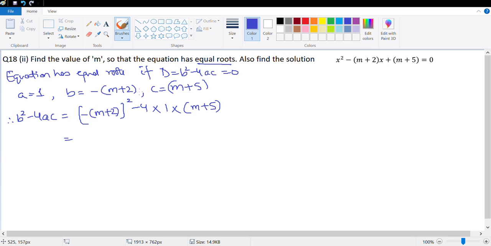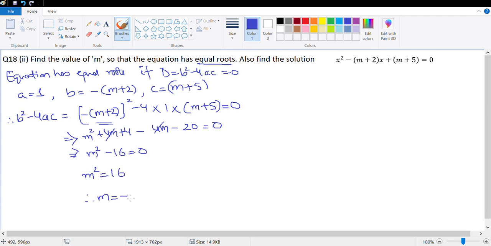Now negative whole square, that's positive, which means we are basically looking at m plus 2 the whole square, which is m square plus 4m plus 4 minus 4m minus 20, since b square minus 4ac is 0. So 4m and negative 4m get cancelled, so m square minus 16 is equal to 0, which means m square is equal to 16, therefore m is equal to plus minus 4. So we get two values of m, plus minus 4.